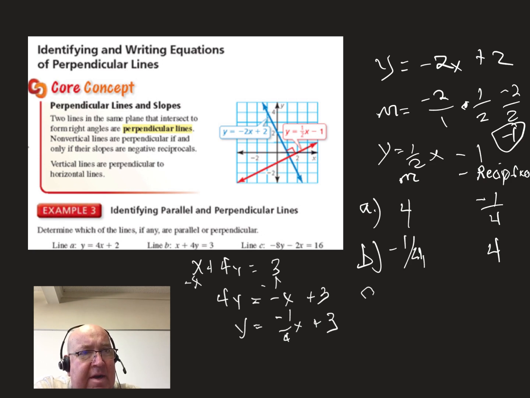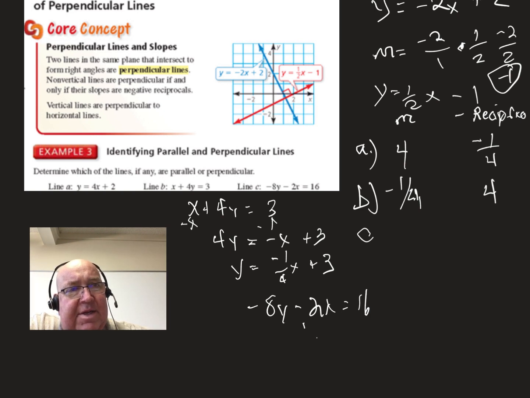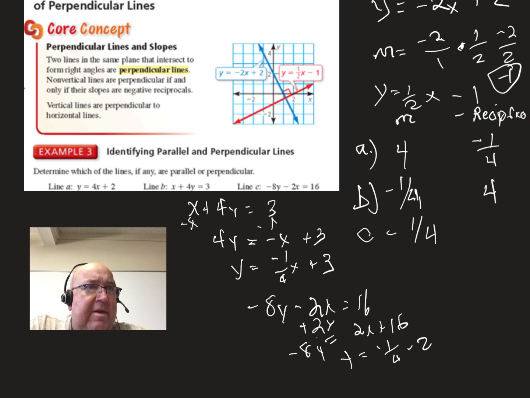Finally, line C, we're going to solve it for y. So we have negative 8y minus 2x equals 16. We're going to add 2x to both sides. 2x plus 16 equals negative 8y. We're going to divide by negative 8. y is going to equal negative 1/4 x minus 2. Negative 1/4. Lines B and C are parallel. Lines A and C are perpendicular.